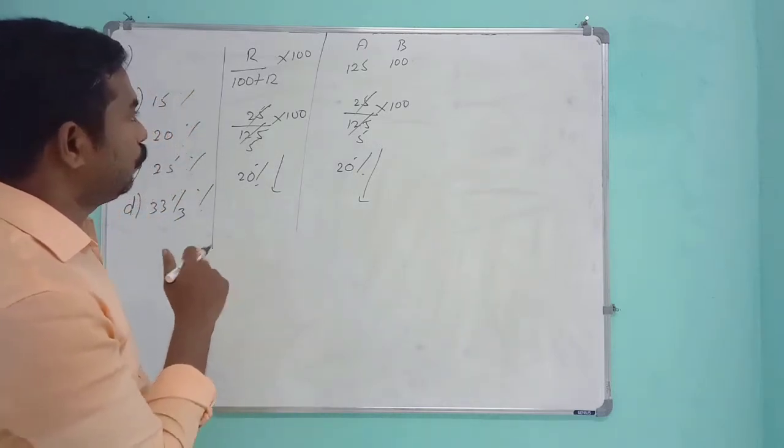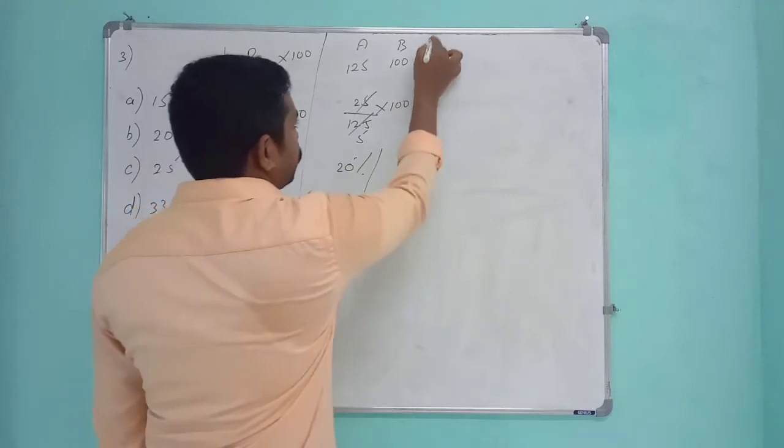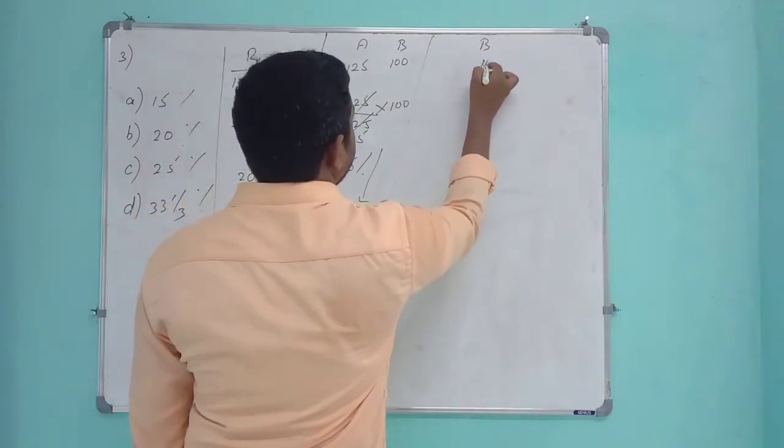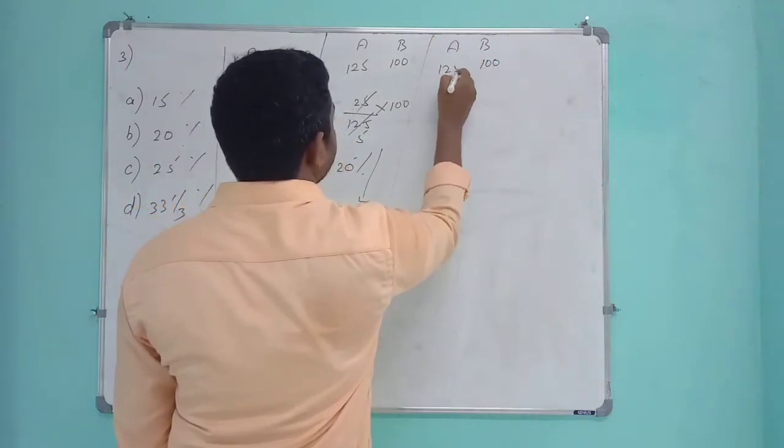So it can be seen in another process also. The salary of B, if B is 100, the salary of A is 125.